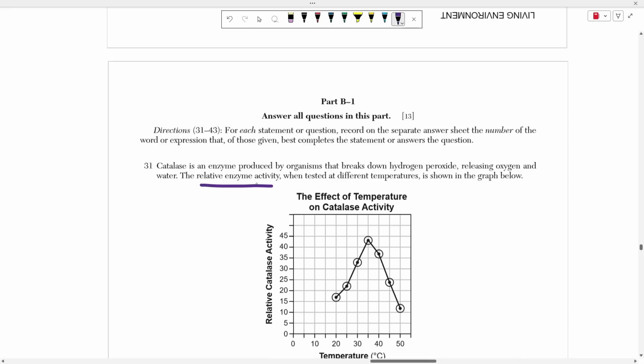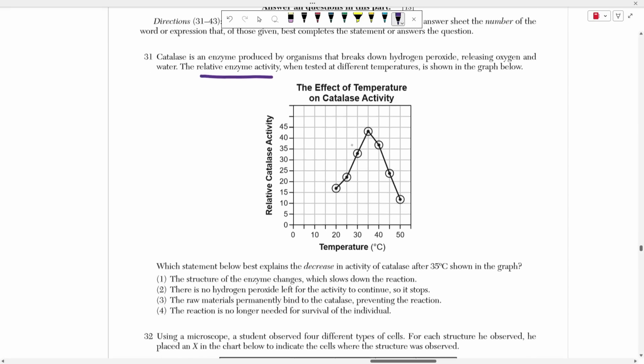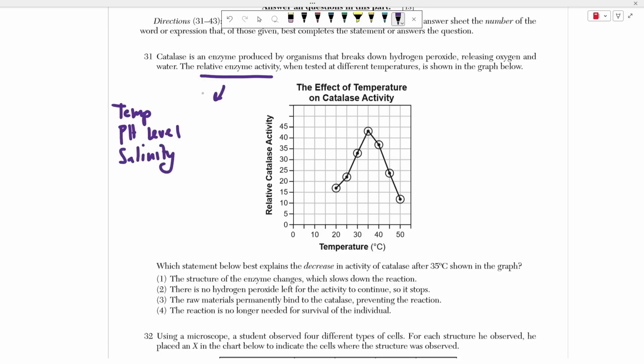So relative enzyme activity is just telling you how productive the enzyme is, aka how much the enzyme is producing, right? So enzyme activity is going to be controlled by temperature, pH level, and salinity. All of these three factors affect how productive an enzyme is or how active that enzyme is. In this case, we're dealing with temperature, which is one of these three factors.